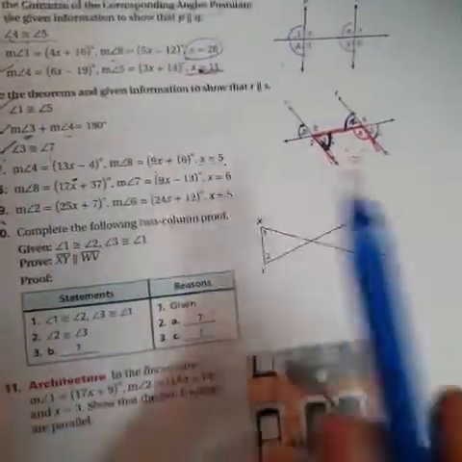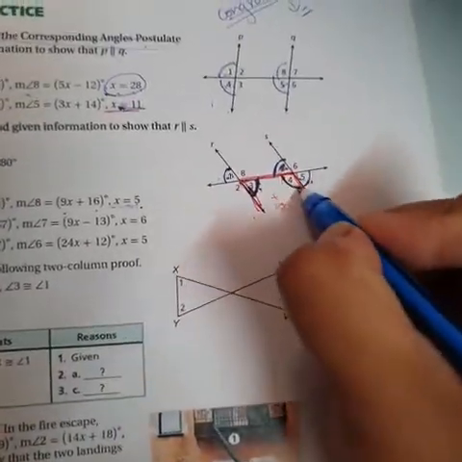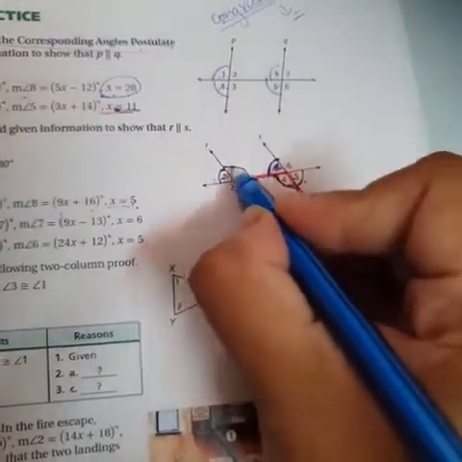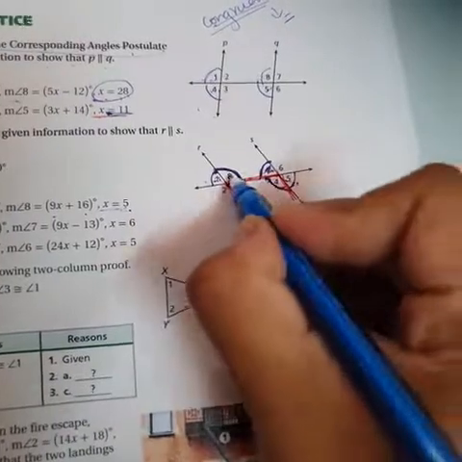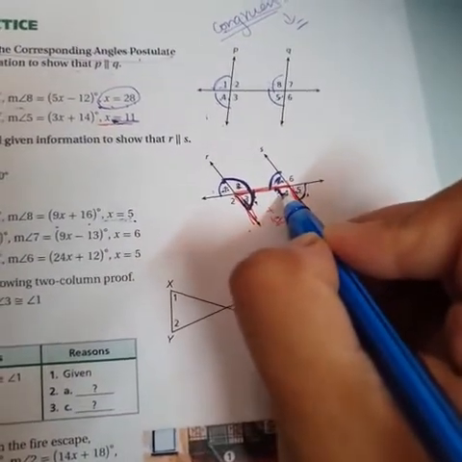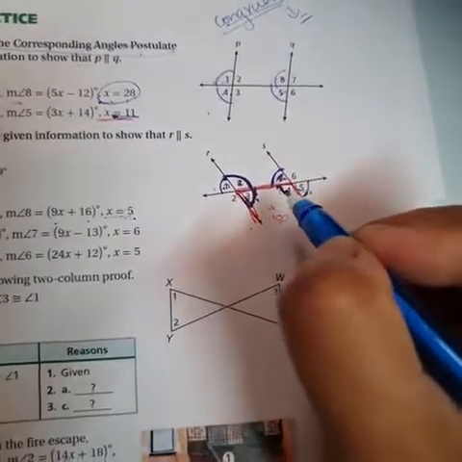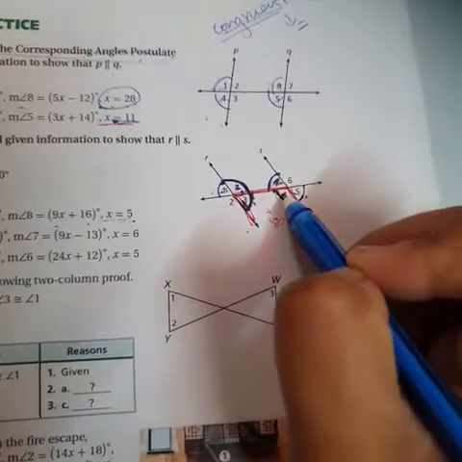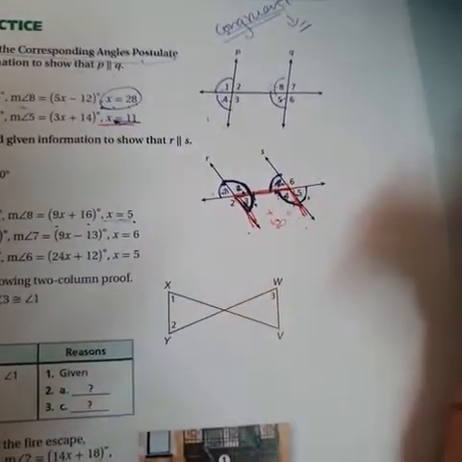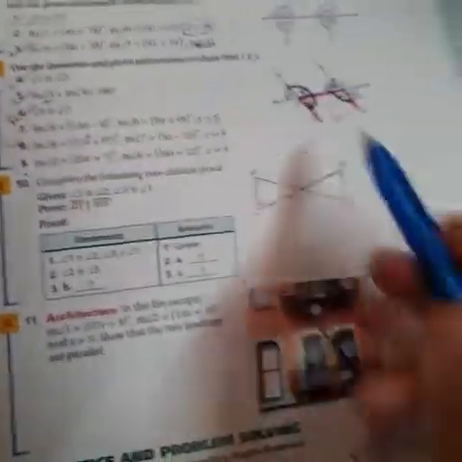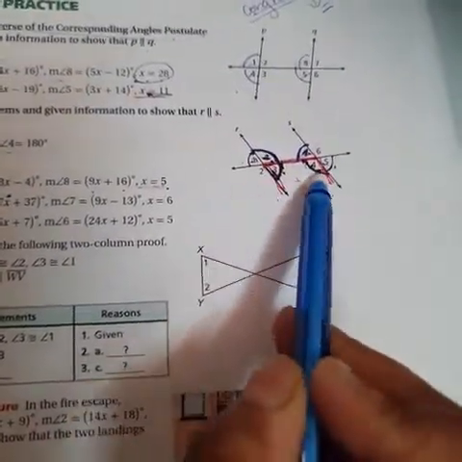So question number 7, they're talking about angle 4 and they're talking about angle 8. So this and this. So again, what angles are they? They are again alternate interior angles. So you're going to be using the converse of the alternate interior angles to prove that R is parallel to S. So how are you going to do it? You know that alternate interior angles are equal, right?